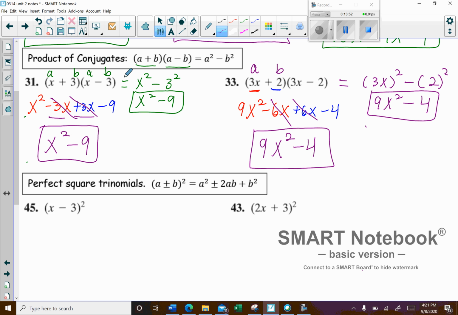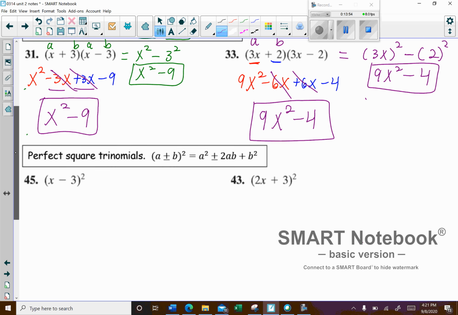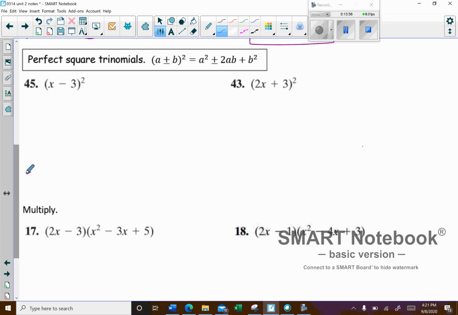Okay, the next type we're going to look at is perfect square trinomials. And once again, these will come up too. Probably not quite as often as the difference of two squares or the conjugates, but it's still important.